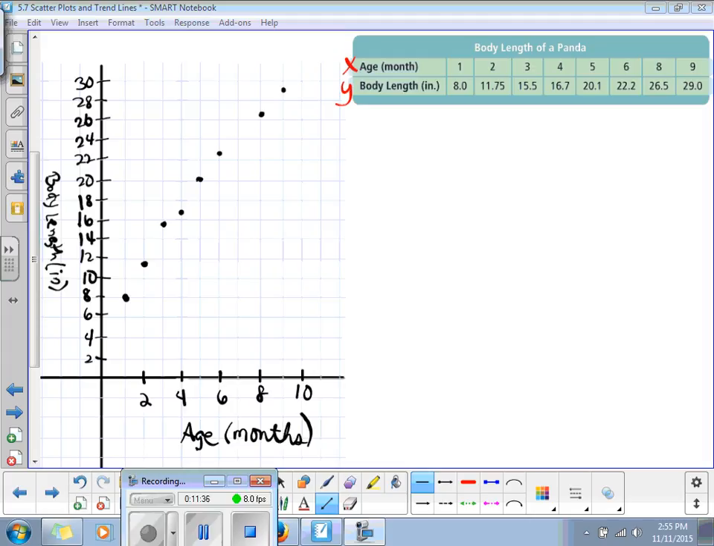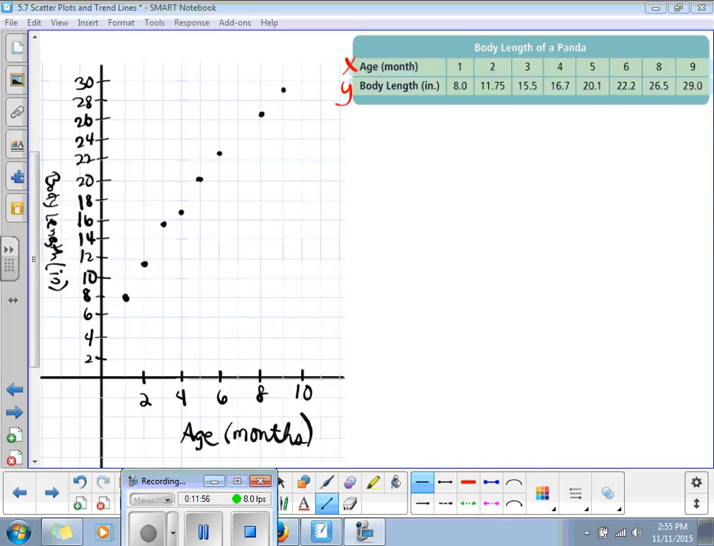So remember, when you put your trend line on there, the line has to be near most of the points, and it is only an estimation. So my estimation could be a little bit different than yours, but it should be very close.